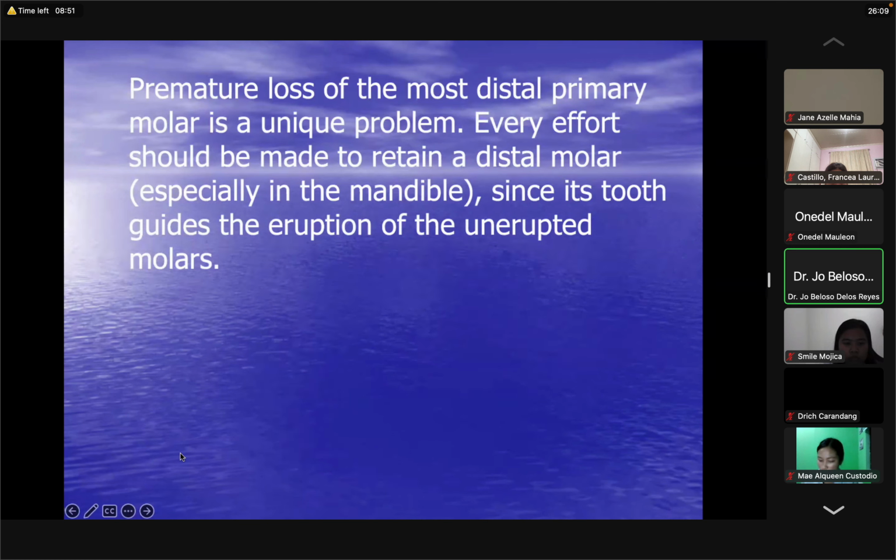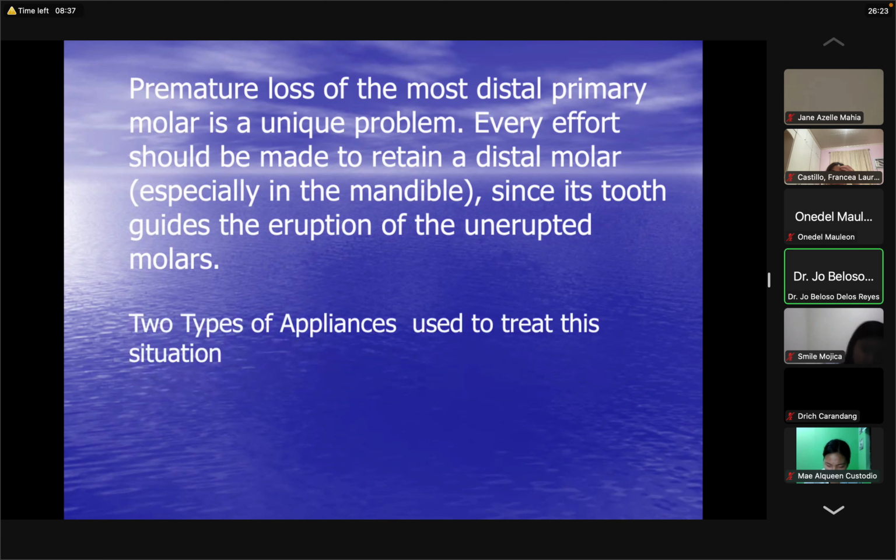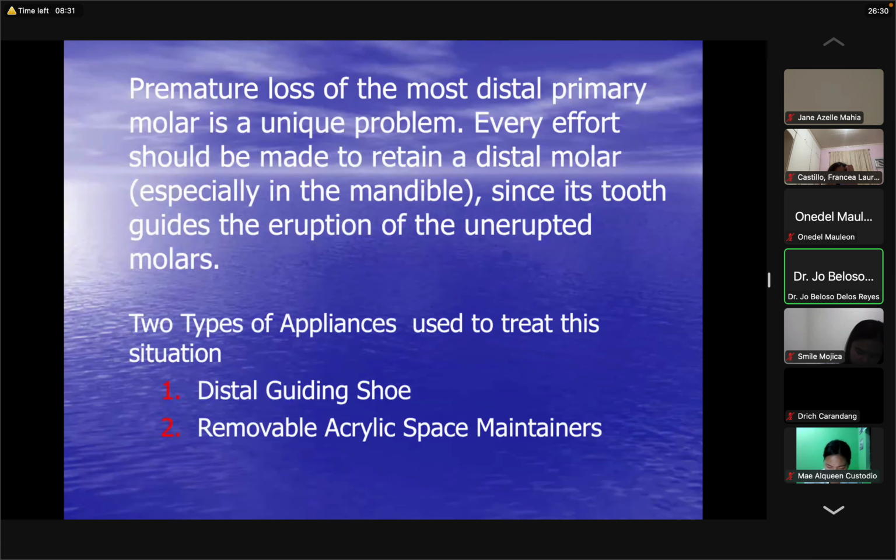Premature loss of the most distal primary molar is a unique problem. Every effort should be made to retain a distal molar, especially in the mandible, since its tooth guides the eruption of the unerupted molars. Two types of appliance are used to treat this situation: distal guiding shoe and removable acrylic space maintainers.